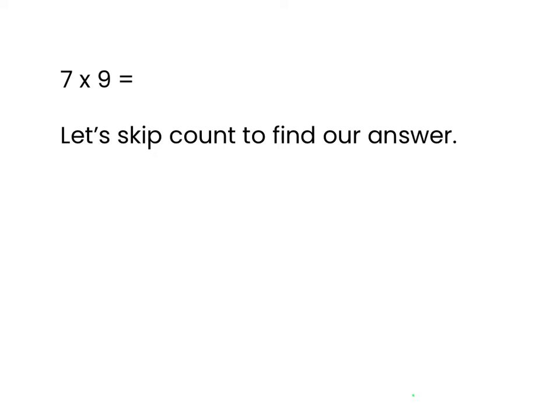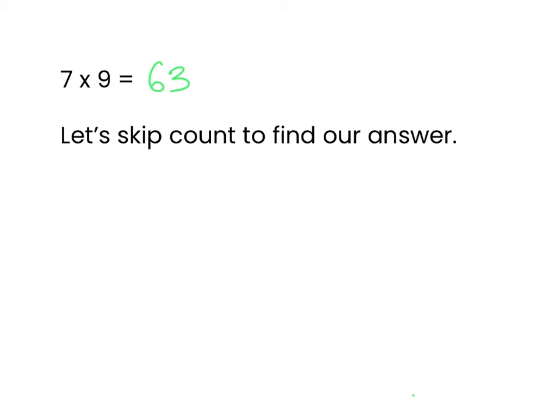So we'll start with 9s. 9, 18, 27, 36, 45, 54, 63. We should come up with 63 if we count by 7 9 times. So let's try that. 7, 14, 21, 28, 35, 42, 49, 56, 63. Hope you stayed with me with all of that.